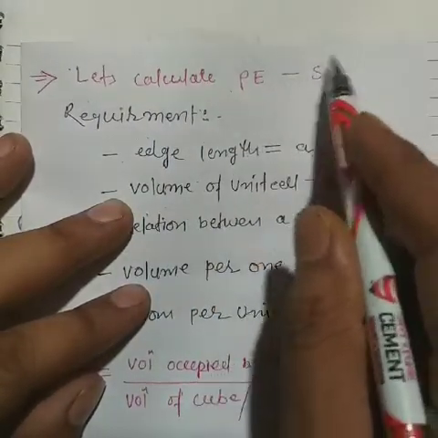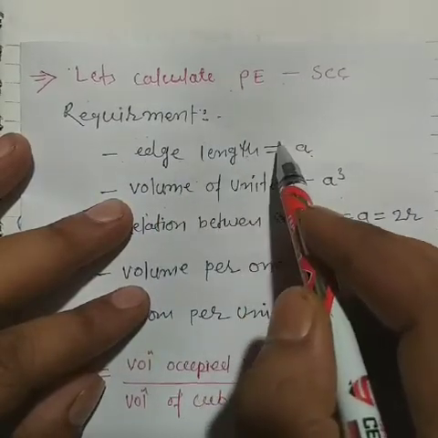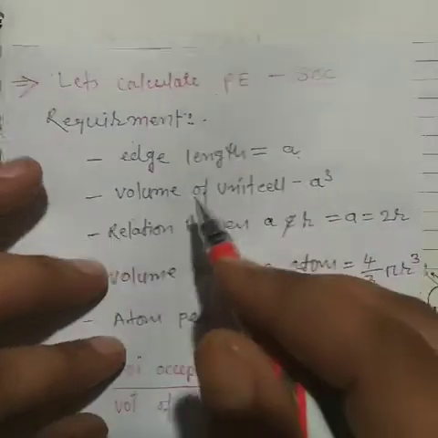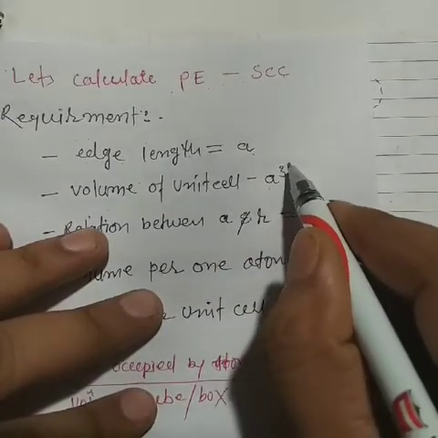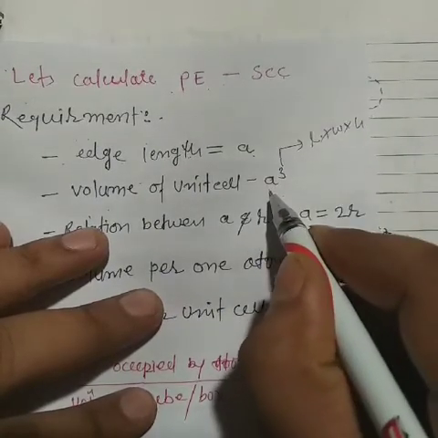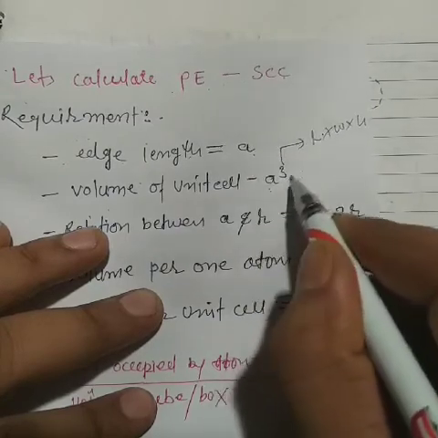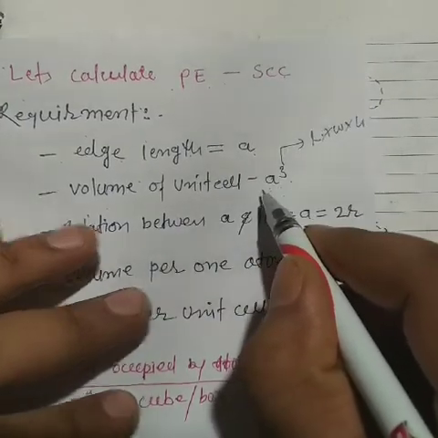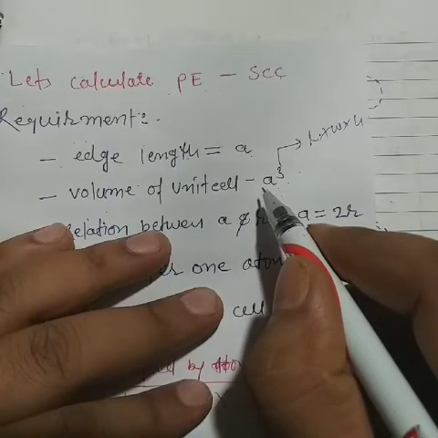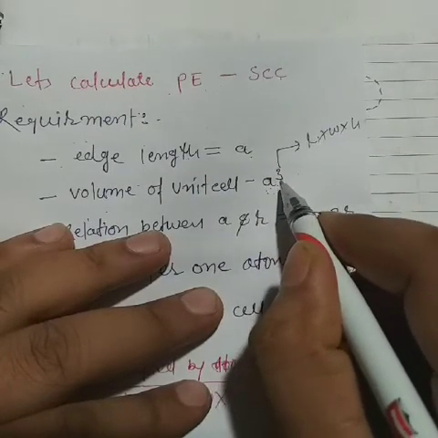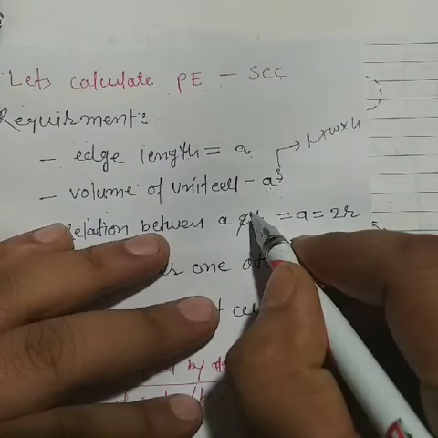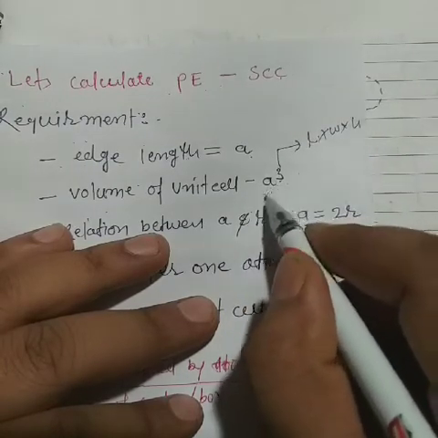Now see, requirements. What is the requirement, student, for SCC? Now first edge length which is equals to a. Now volume of unit cell. What is the volume of unit cell, students? Volume means length, width and height. So here it is a into a into a. Now finally we get a cube. If the crystal is different, that means a crystal cell parameter having different, that means a into b into c. But we apply this theory only for SCC, and SCC having the same kinds of parameters. So here it is a cube.